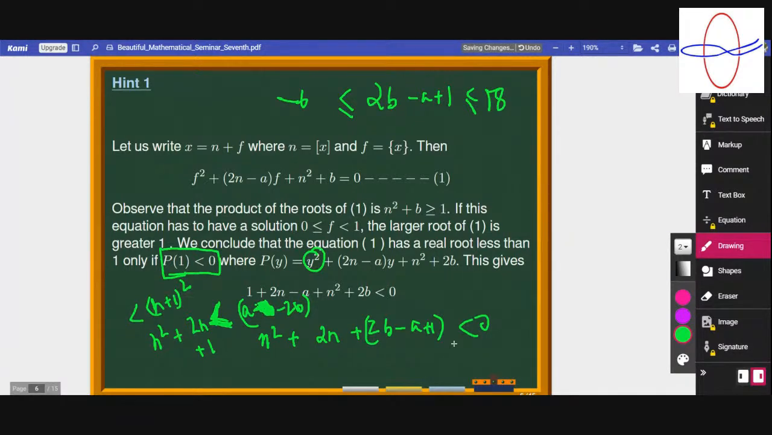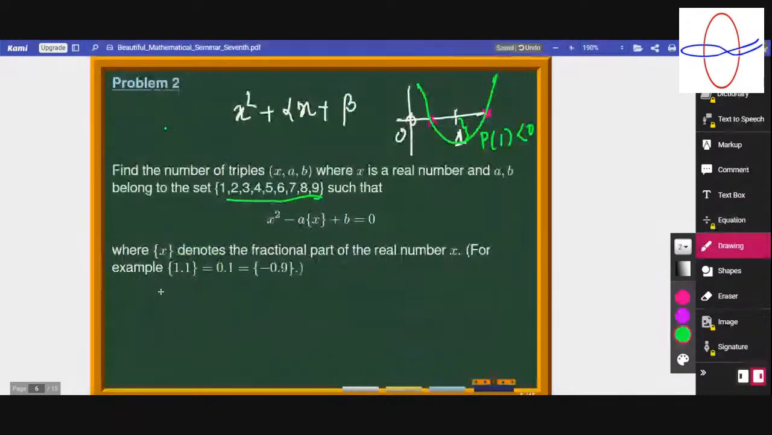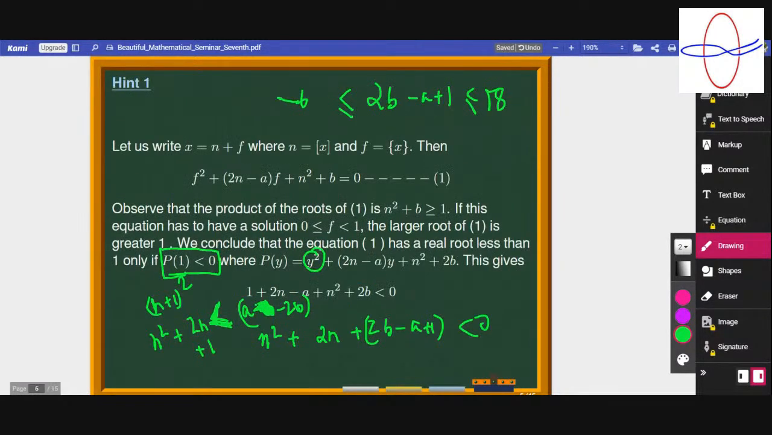Because n can be negative as well. The floor of a number can be negative. The floor of minus 2.1 is minus 3. Okay. So therefore, observe that this must be greater than or equal to 0. It can be 0 too. So what we get? a minus 2b is greater than or equal to 0. a must therefore be greater than or equal to 2b. Okay guys, simple.